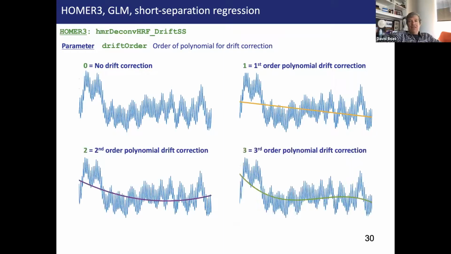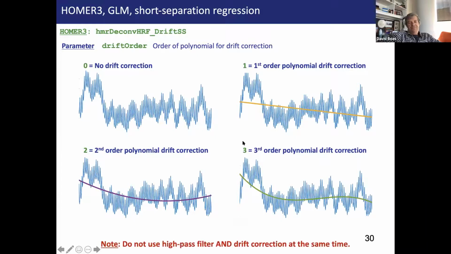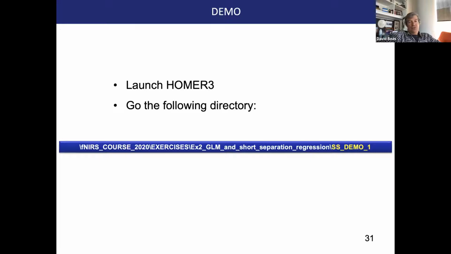Okay. So this is just a nice picture representation of what Spencer was just asking, where we're trying to model all of this low frequency variation in the signal using a 3rd order polynomial. Please note, do not use high pass or band pass filter if you're also going to do drift correction. This does bad things to your data. Or can do bad things to your data.